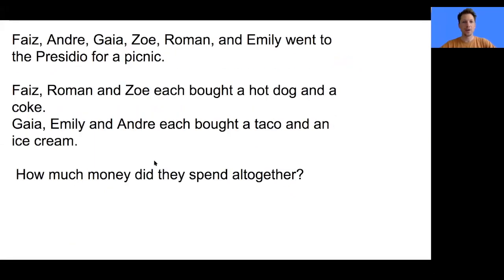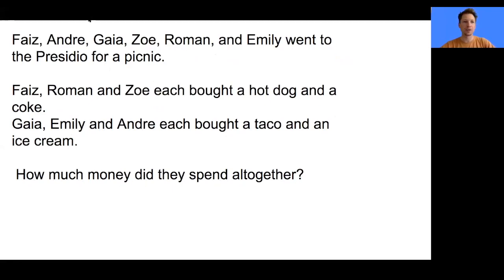All right, so we have this problem. The first thing I like to do is read it and then start marking some information. So we have Faith, Andre, Gaia, Zoe, Roman, and Emily went to the Presidio for a picnic. Nice. Faith, Roman, and Zoe each bought a hot dog and a Coke. Okay. Gaia, Emily, and Andre each bought a taco and an ice cream. Okay. How much money did they spend all together?